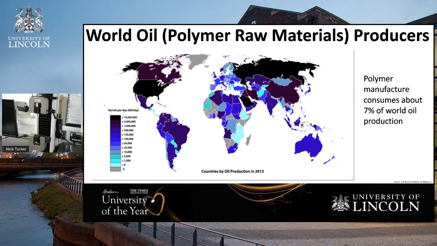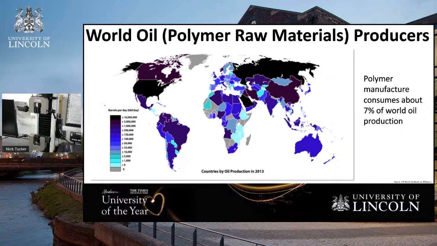So we're talking about polymers. Polymers are principally made from oil. About 7% of the world's oil production is used to make polymers. About 4% of that is actually ending up as your plastic washing up bowl, and 3% of it is the energy cost associated with processing and transport.